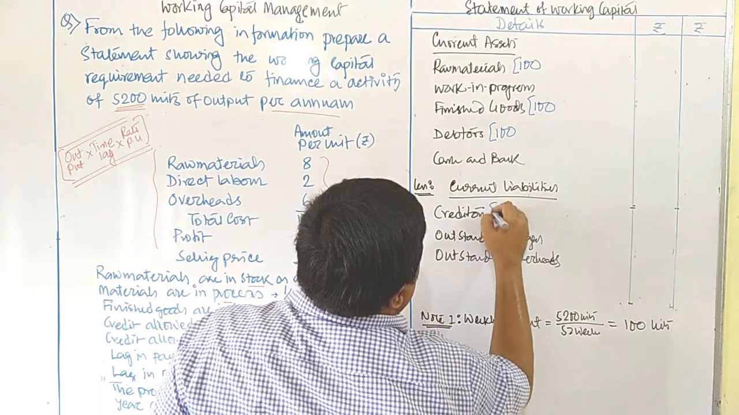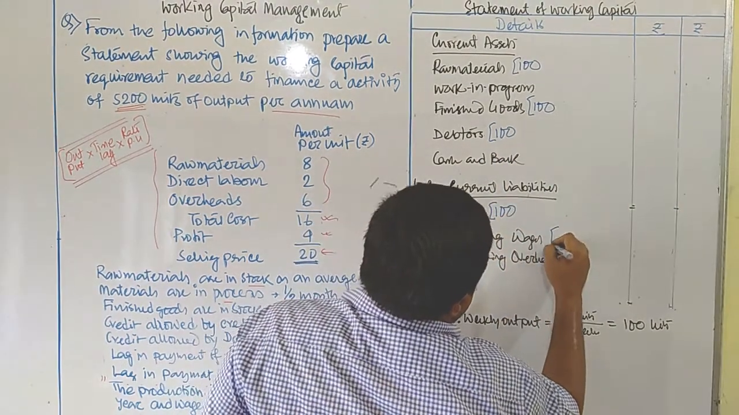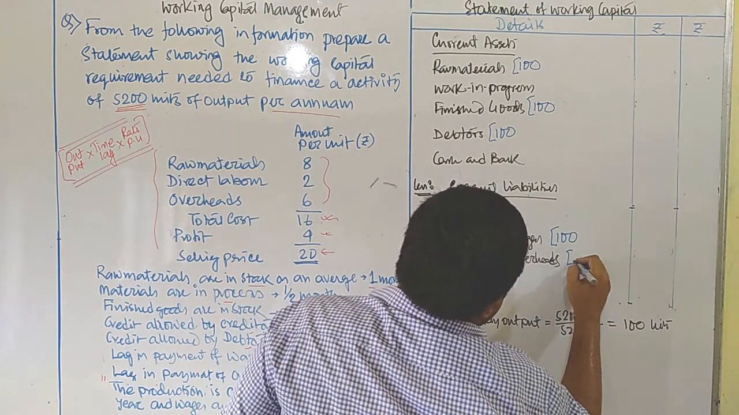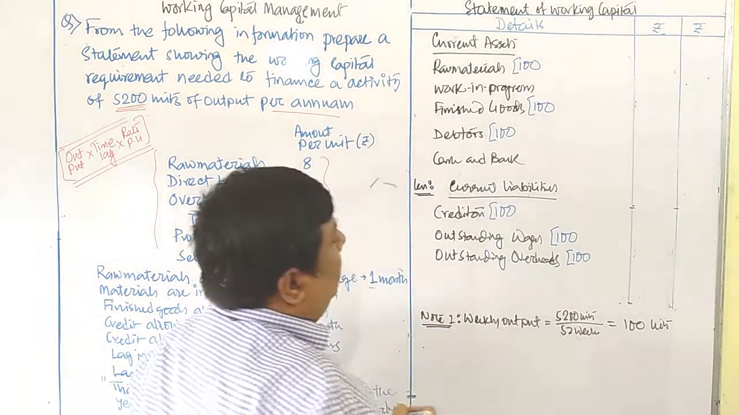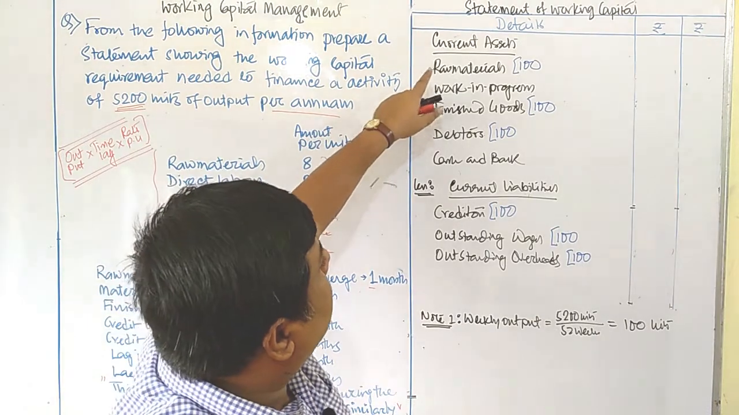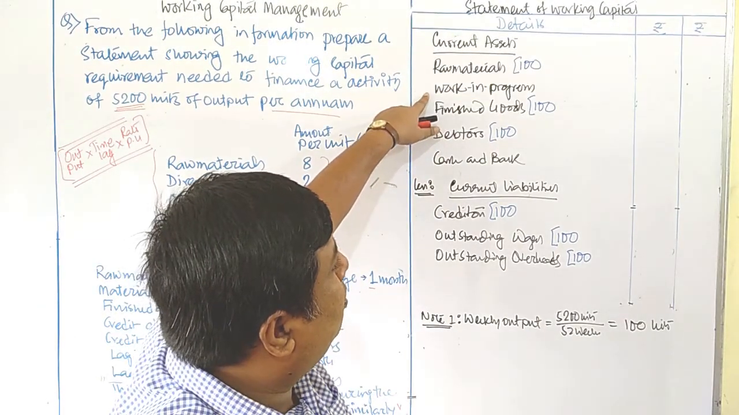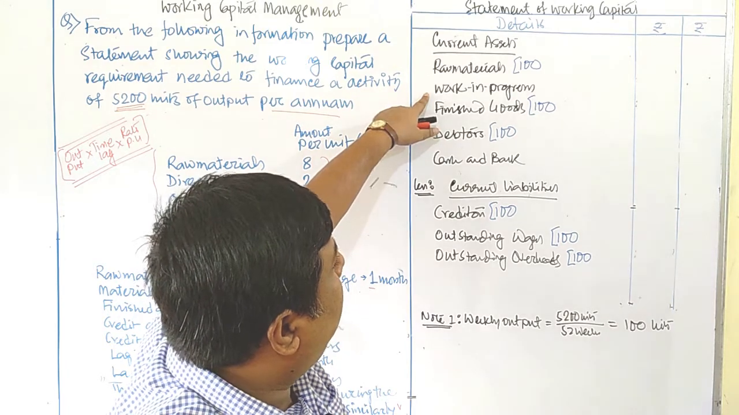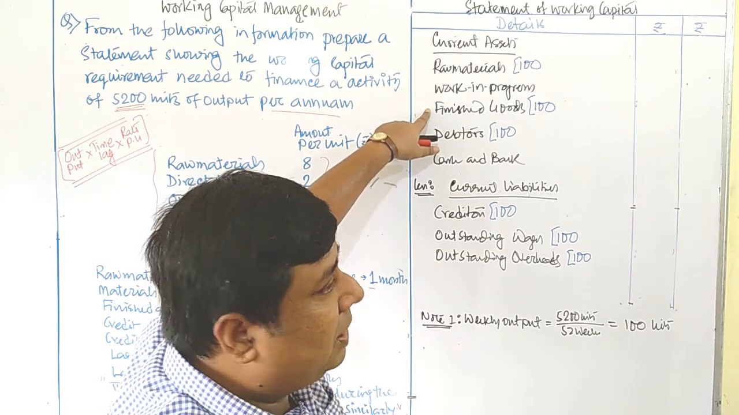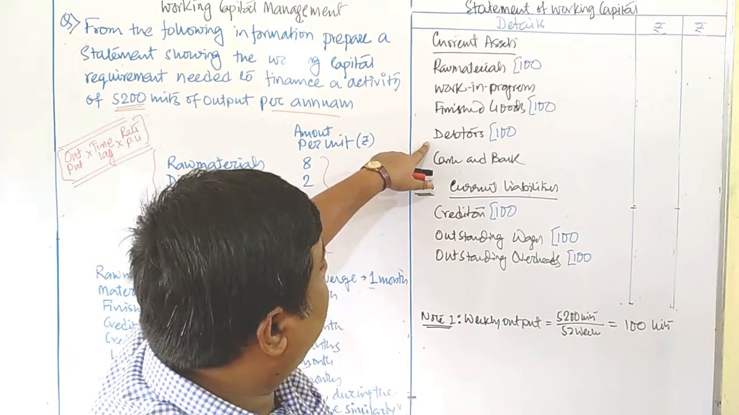Outstanding wages also 100. Outstanding overhead also 100. If you look at that, raw materials multiplying by 100, work in progress I won't multiply. For work in progress we need to follow a separate workings note. As you know, finished goods also multiplying by 100, debtors also multiplying by 100.